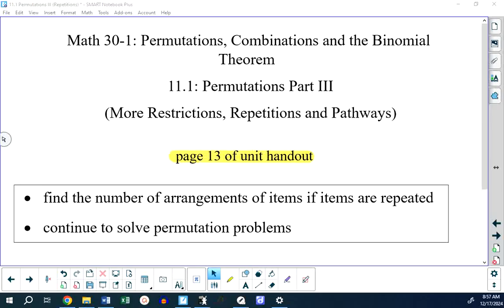We're going to be looking at something called pathways problems, but most importantly, we're looking at repetitions. And I'll explain to you what that means in a second. If you understand how to deal with repetitions, you will be able to work with pathways and solve pathways problems. So what we are interested in today is finding the number of arrangements of items if items are repeated.